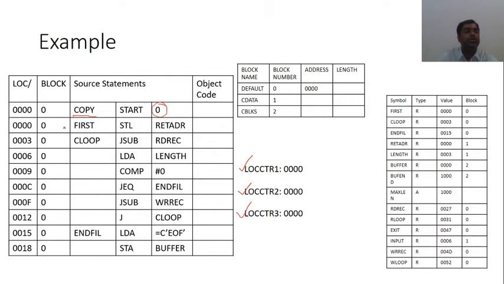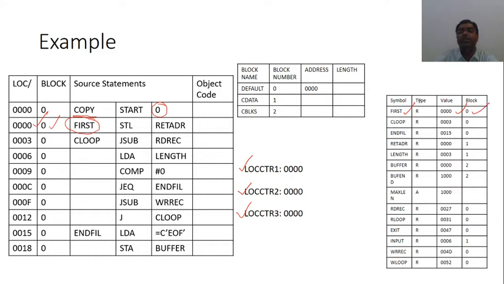Now, the first instruction is STL RETADR. This is the first instruction of the default block. So the address corresponding to this will be 0000 and it is in the default block. So the block number is 0 and this is the label which will be entered into the symbol table. So it is entered here first. The address corresponding to this label is 0000, written in the value field. The block corresponding to this label is 0, so it is written here as 0.